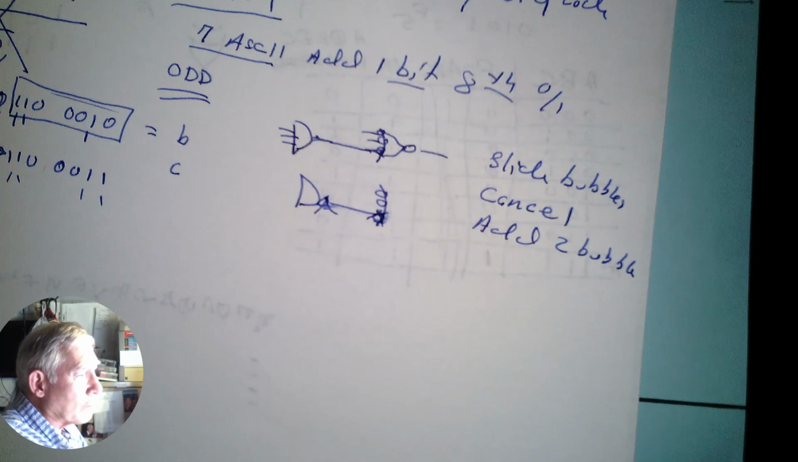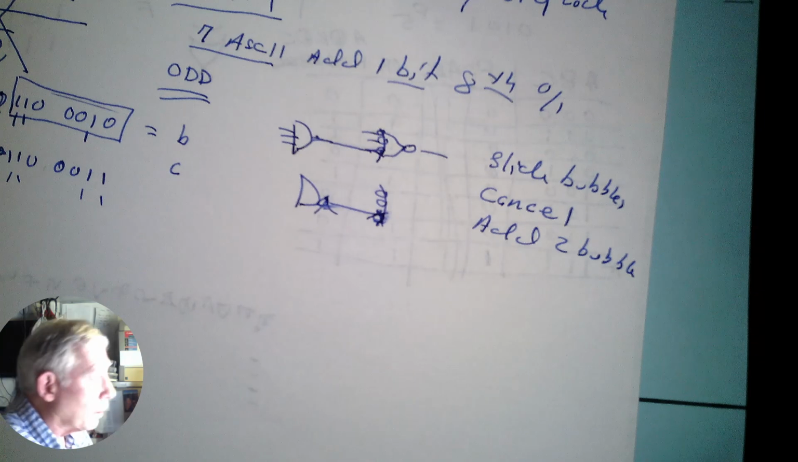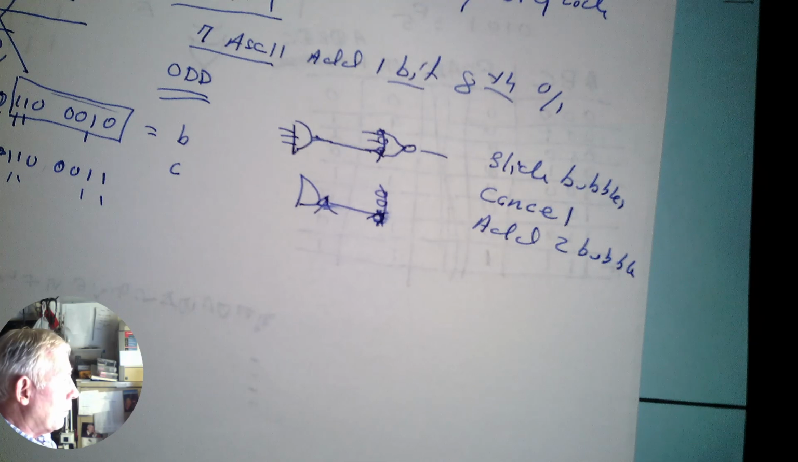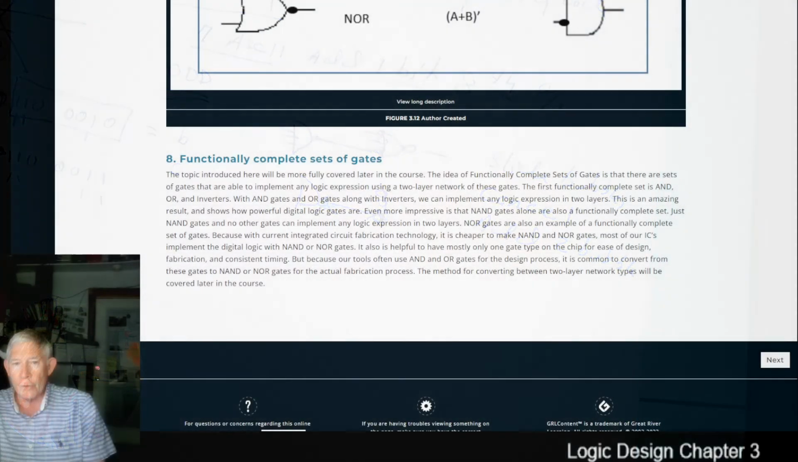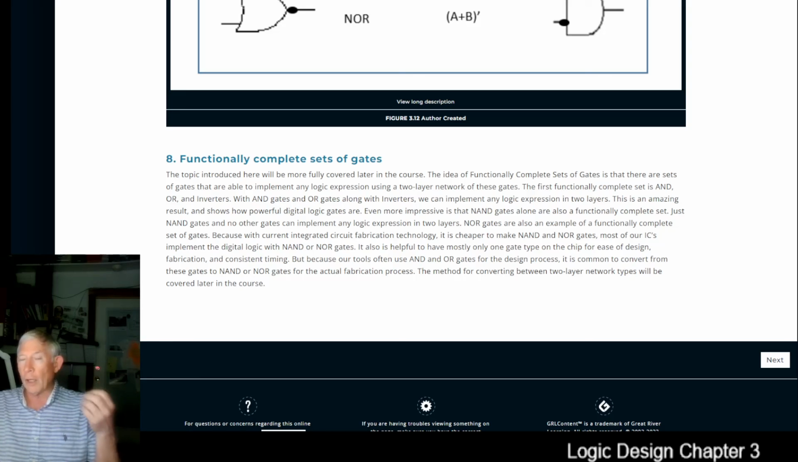And then the last thing, and I think I also covered this in the other lecture, so this is going to be redundant, but functionally complete set of gates. So there are a number of different, and we're going to cover this in great detail, but if you look at the book, you can see this functionally complete set of gates. This notion is that you can represent any logic function using AND and OR gates, as long as you also have the ability to invert.